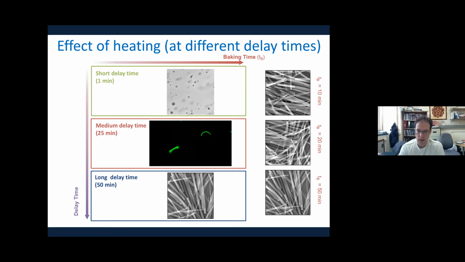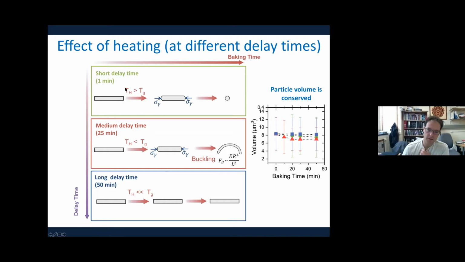So to rationalize this, what we think is happening is a competition between the heating temperature in the oven and the glass transition temperature of the SU8. For short delay times, we say that the temperature in the oven is much larger than the glass temperature of the SU8 because it has hardly been cross-linked. So what you get is that it sort of liquefies, as it were. You get the round edges, and because of the Laplace pressure, this just collapses to a sphere.